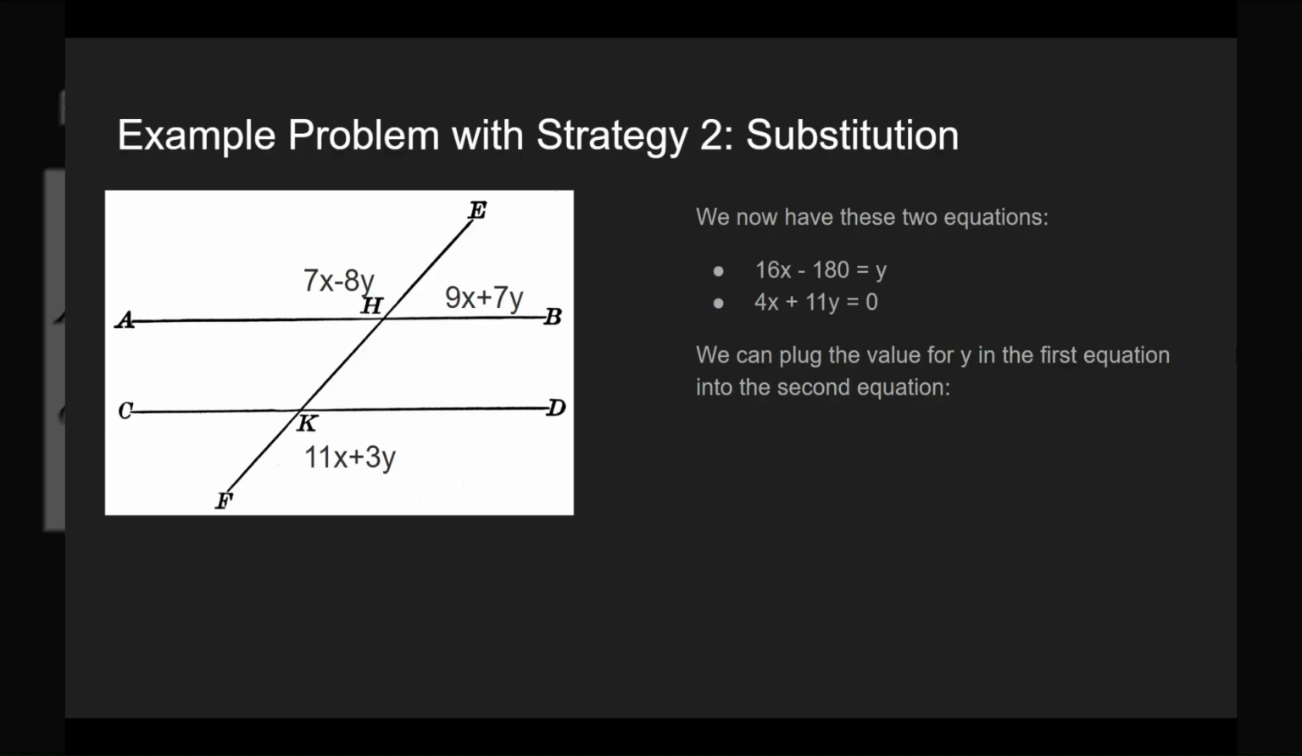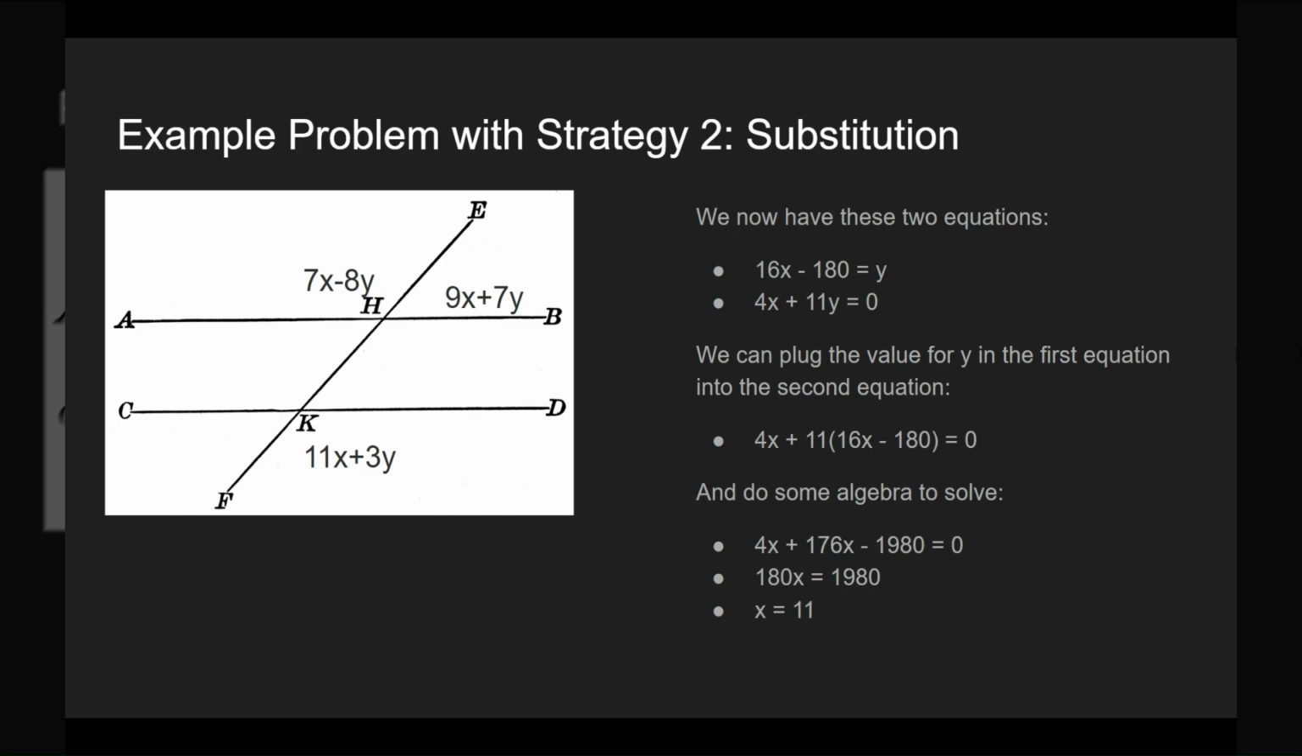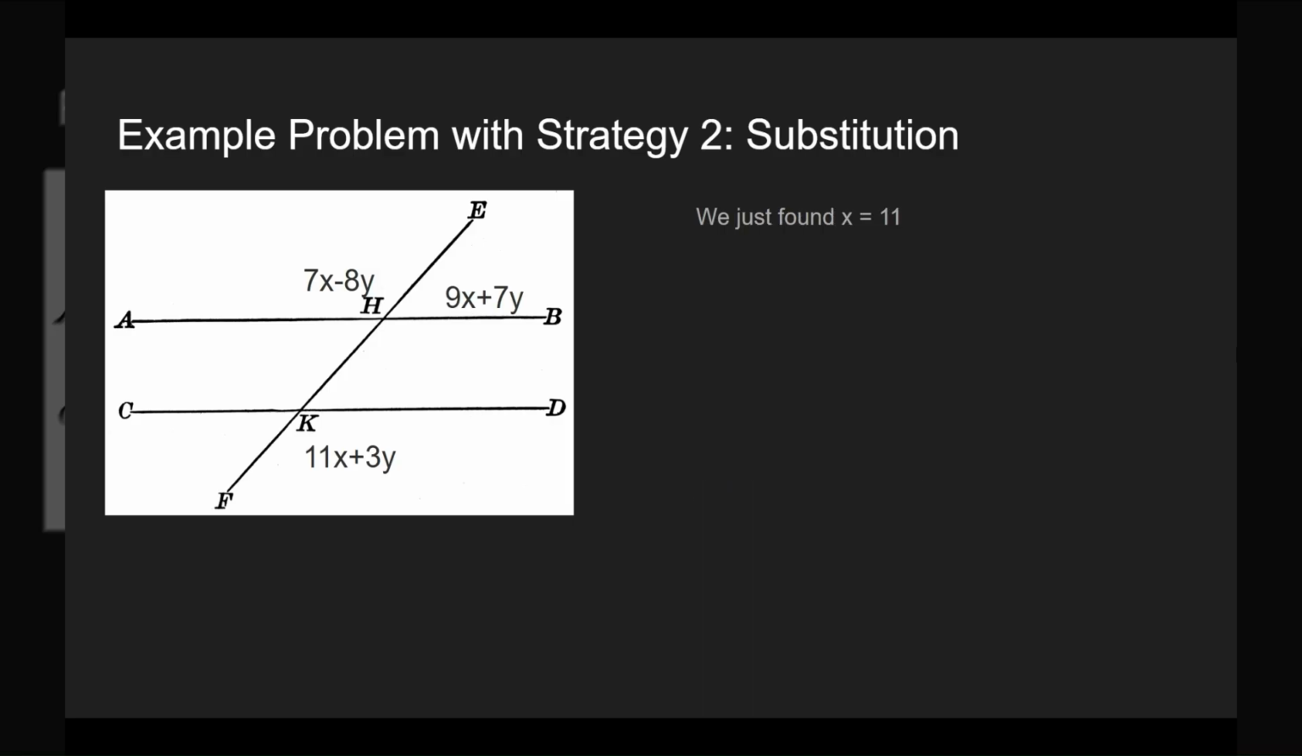The fact that I'm plugging it into the other equation is important here. If I plug it into the first one, things are not going to work out nice for me. So I'm going to plug it into my other equation, the one that I haven't touched yet. And so now I've got 4x plus 11 times parentheses 16x minus 180 equals 0, taking that entire expression that y equals and dropping it into a set of parentheses where y was. I can do some algebra to solve. I distribute. I combine like terms and move stuff over. I end up at x equals 11. So I've just found out that x equals 11.